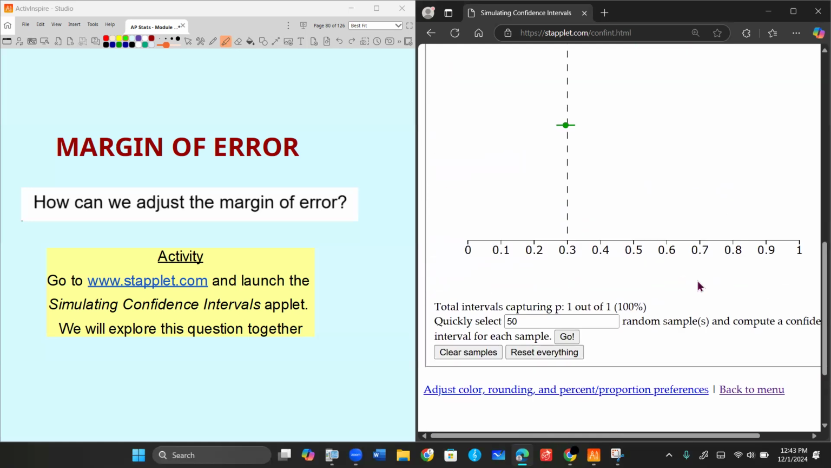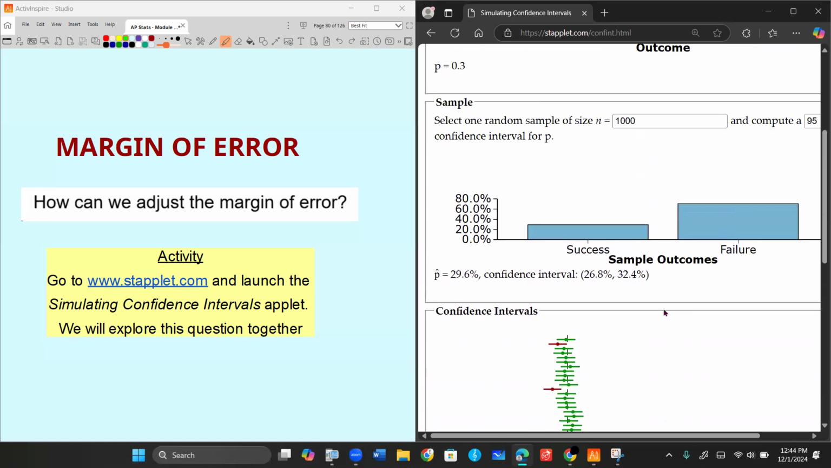Sample size of 1,000, even narrower, so it's going to be more precise, but it's still going to capture the same percent of the time. So it's just going to be more precise, and that means it's going to have a narrower interval. If I have a larger sample size, it's going to be a narrow interval.